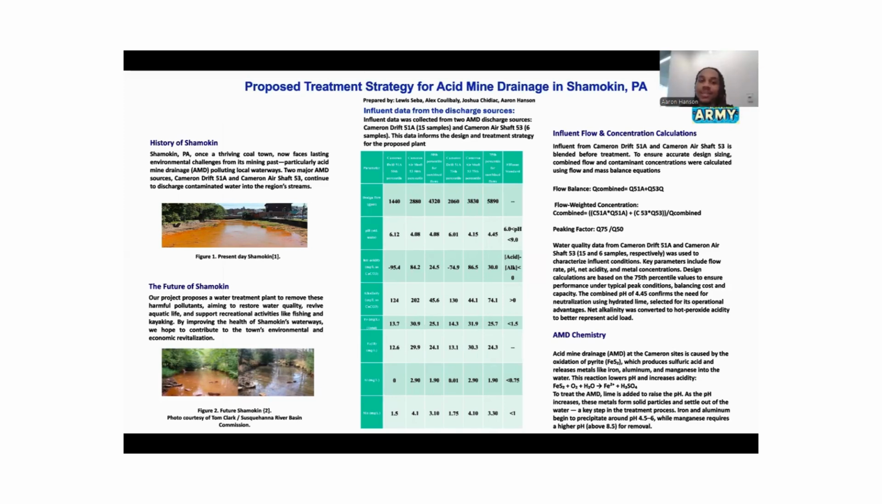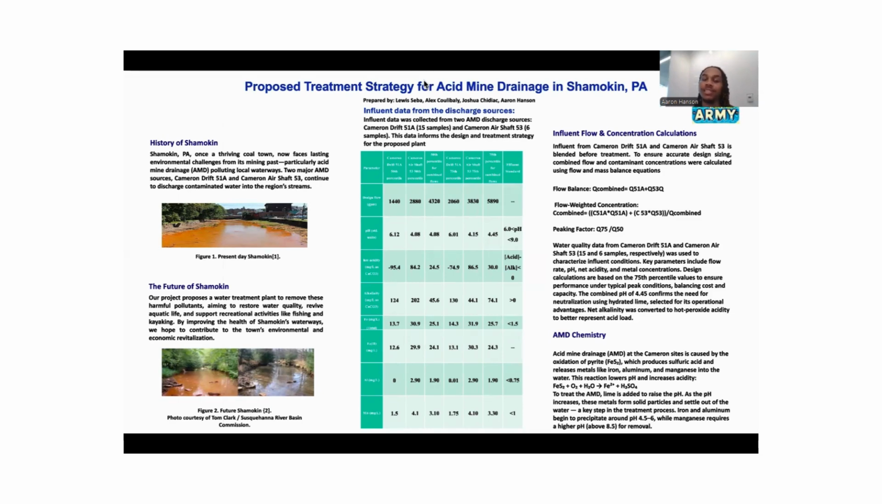So our team was tasked with helping clean up the Shamokin, PA watershed, which has been heavily impacted by acid mine drainage from abandoned mines in the area. We primarily focused on two specific AMD discharge sites, Cameron Drift 51A and Cameron Air Shaft 53. These areas were contaminated with water, which is entering the environment.